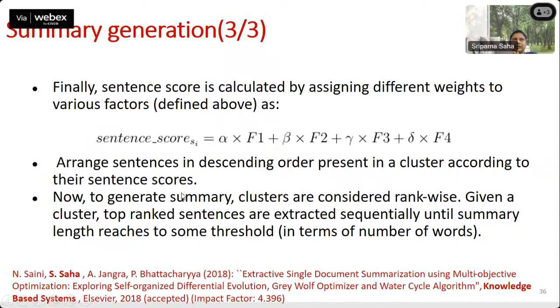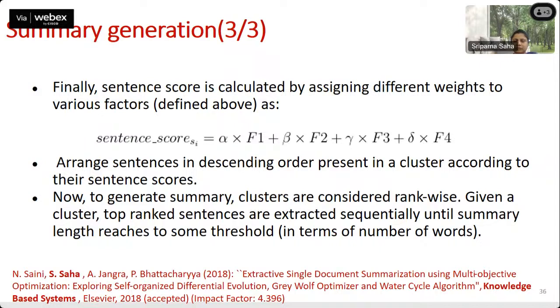Now we are visiting the clusters in a rank-wise manner, and from each cluster we are selecting the sentence which has the highest sentence score. Okay, and that will be part of the summary. Once we have visited all the clusters, we will again start from the very beginning, and this way we scan through all the clusters in a rank-wise manner, and from each cluster we select the sentence with the highest sentence score, and that will be part of the summary.